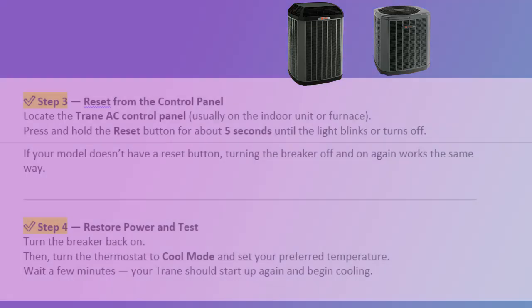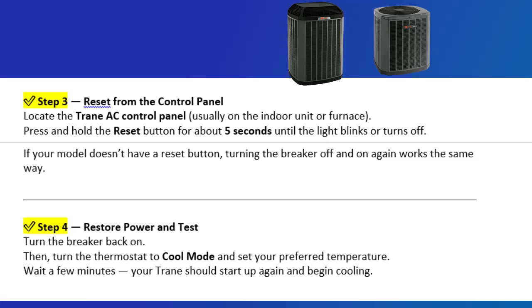Step 3. Reset from the control panel. Locate the Trane AC control panel, usually on the indoor unit or furnace. Press and hold the reset button for about 5 seconds until the light blinks or turns off. If your model doesn't have a reset button, turning the breaker off and on again works the same way.